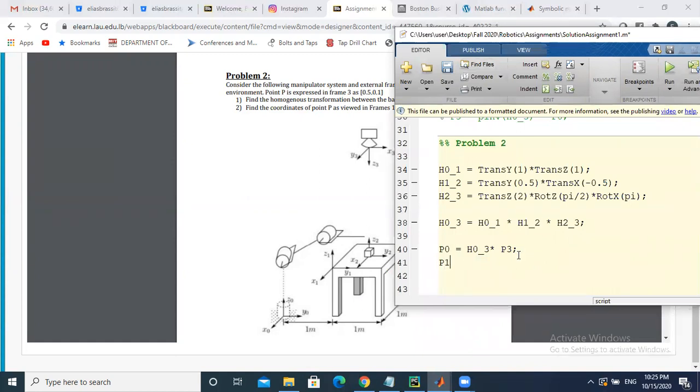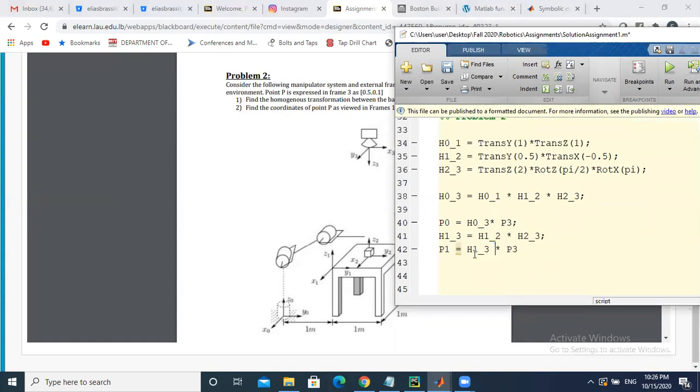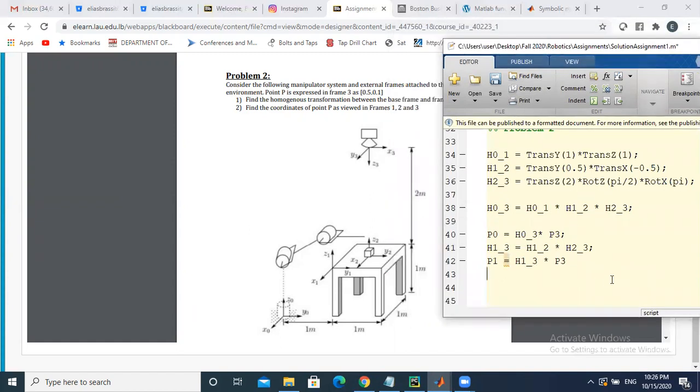If you want to find that in frame 1, how do you find that? It could be H13 times P3. But what is H13? H13 is equal to H12 times H23. So now we've basically found P1. P1 is equal to H13 times P3. If you want to find it in frame 2, P2 is equal to H23 times P3. Okay, so we're good here.